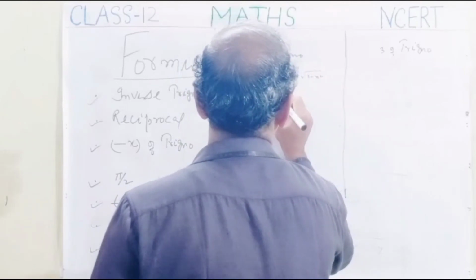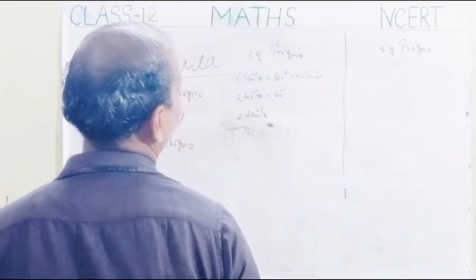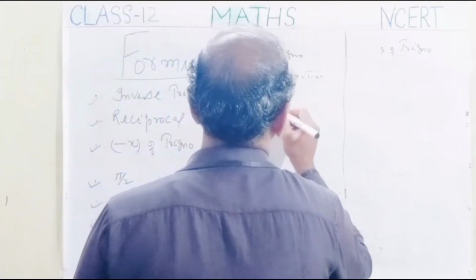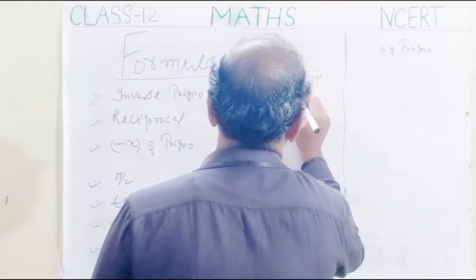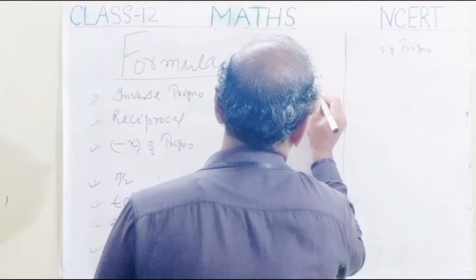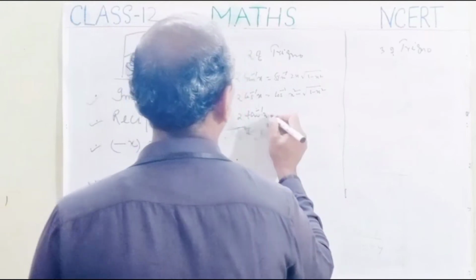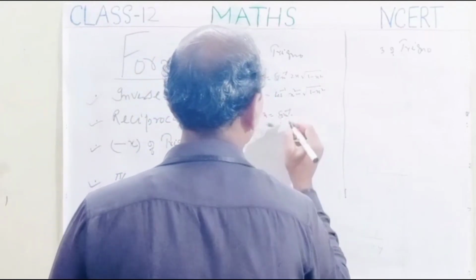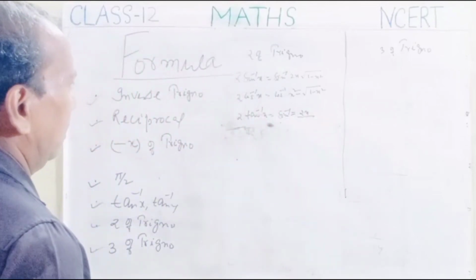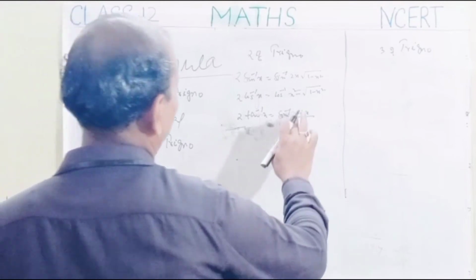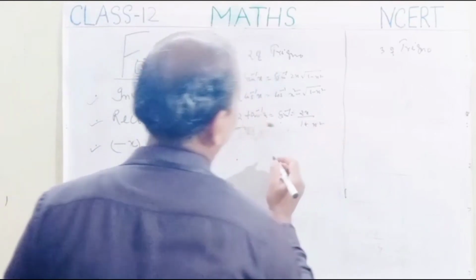2 cos inverse x means cos inverse 2x square minus under root 1 minus x square. Similarly, for 2 tan inverse x, the formulas are: sin inverse 2x divided by 1 plus x square.